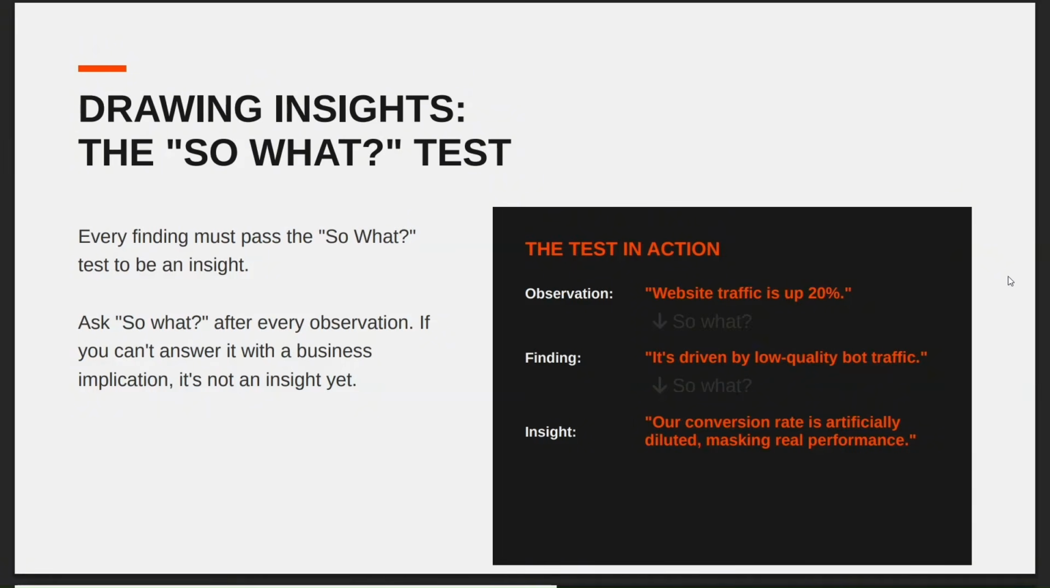So if you can see on my right here, the observation is the website traffic is up 20%. So what? It's just a statement. The finding is it's driven by low quality bot traffic. So what? That's also a factual statement. The insight is that our conversion rate is artificially diluted, masking real performance. That's the insight, and then the action we've taken.